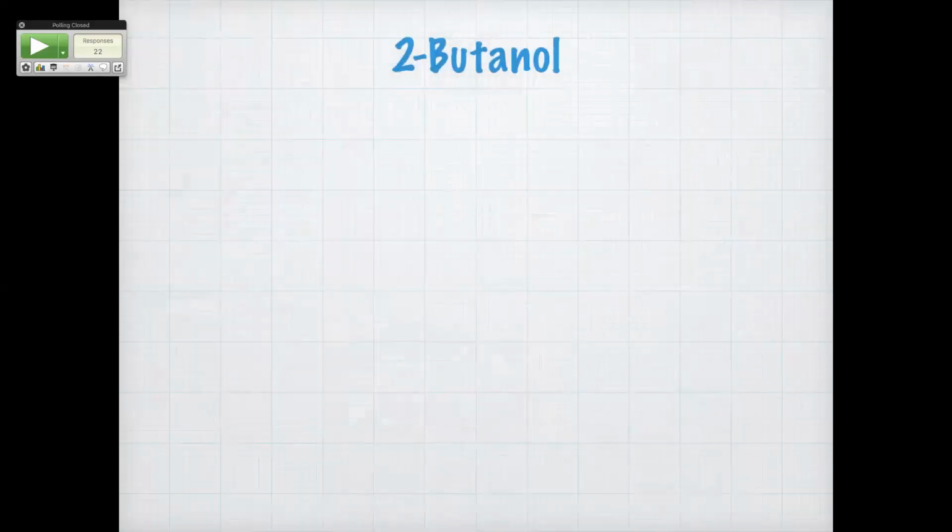So here is 2-butanol. Which one is this one? Is this one the R or is this one the S? So what we're going to do is prioritize the 4 groups. You start at your chiral center, and what are the 4 atoms that it's attached to? H, O, C, C. Everybody see that?